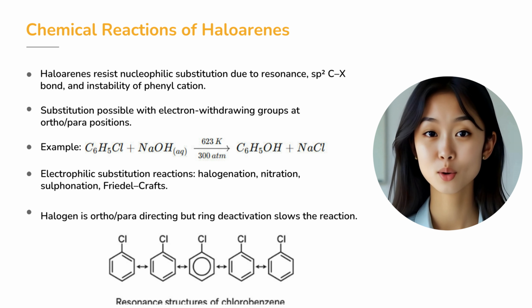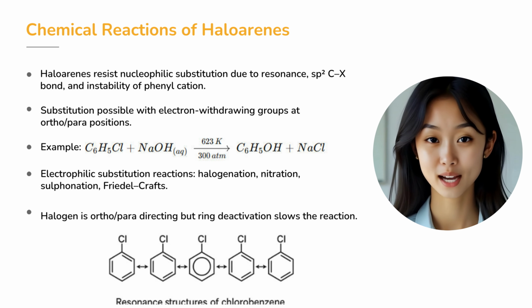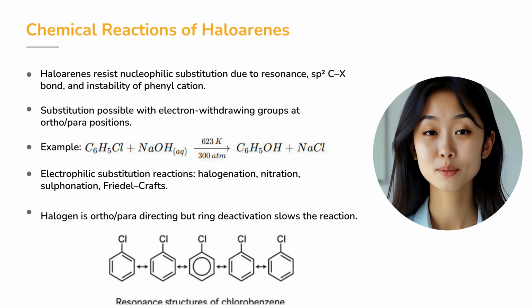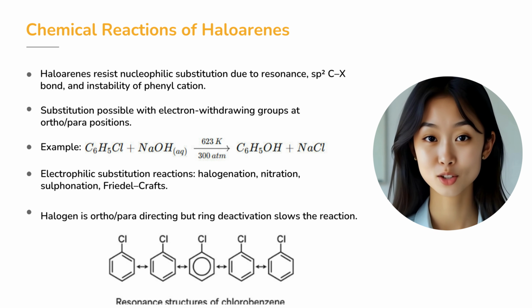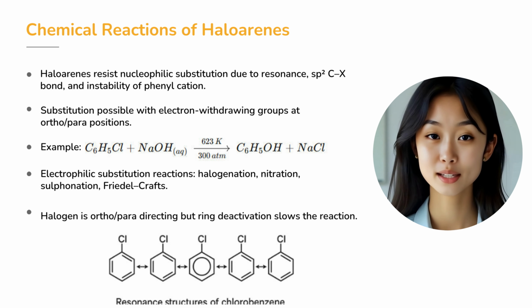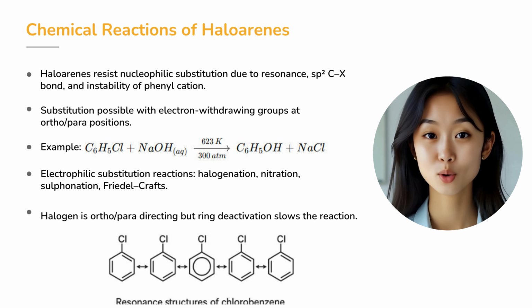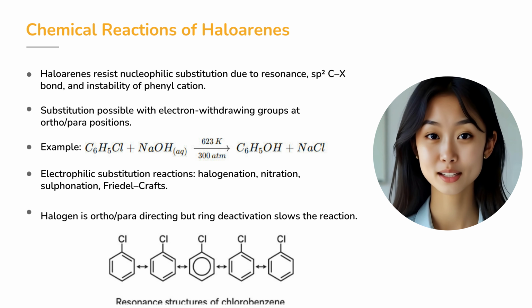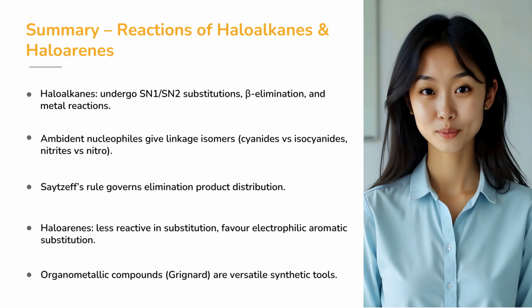For example, chlorobenzene can be converted to phenol when heated with aqueous sodium hydroxide at 623 Kelvin and 300 atmospheres pressure. On the other hand, electrophilic substitution is more common. Chlorobenzene reacts with chlorine in the presence of FeCl3 to give ortho and para-dichlorobenzene. Interestingly, the halogen already present directs incoming groups to ortho and para positions, even though it slightly deactivates the ring.